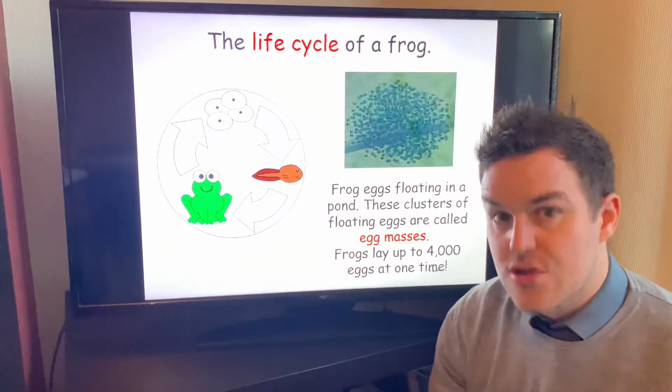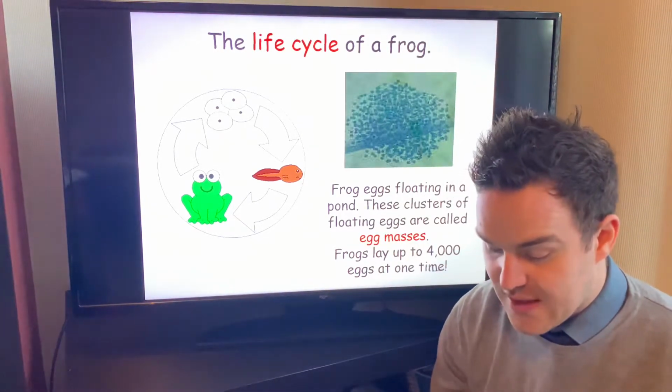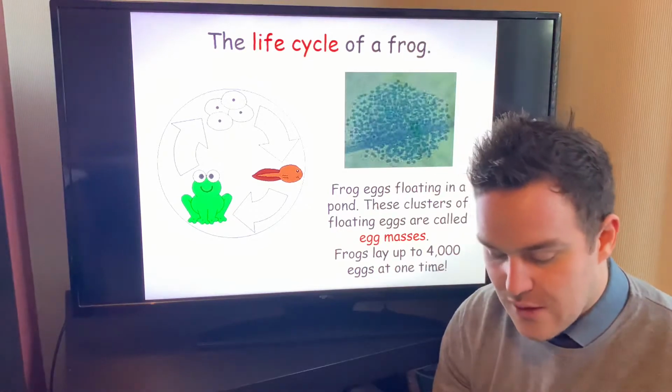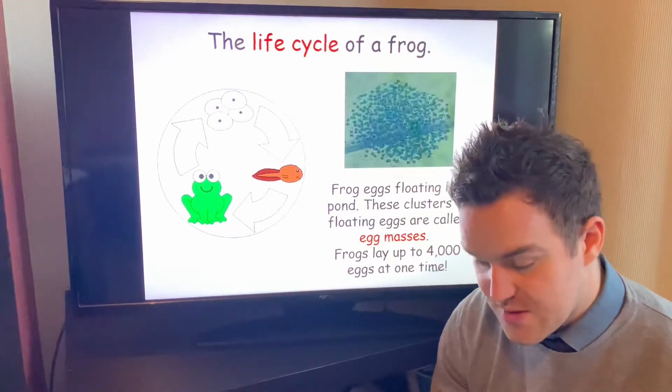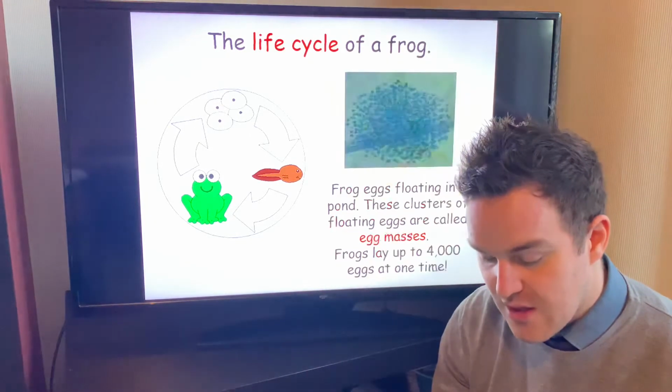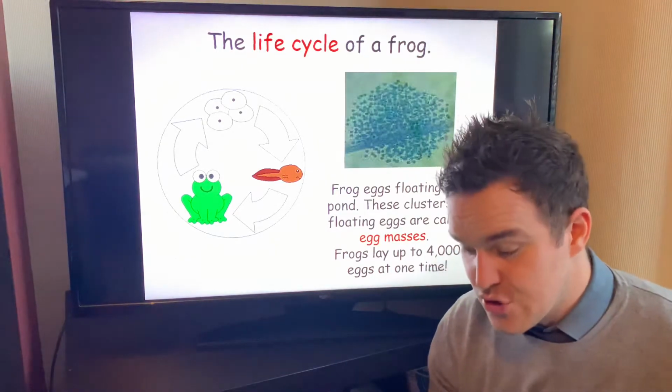Life cycle of a frog. So obviously we did this before, at the start of year 1. Frog eggs floating in a pond. These clusters of floating frog eggs are called egg masses. And we know that they're called frog spawn. Look at this. Frogs lay up to 4,000 eggs at one time. That's also a huge amount.